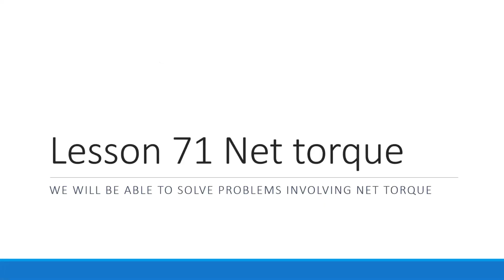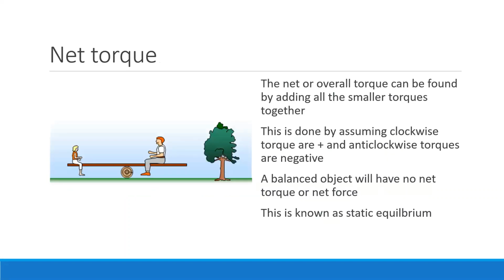But let's talk now about net torque. Net torque is very much like net force. The net torque, or overall torque, can be found by adding up all the smaller torques together. This is done by assuming that clockwise torques are positive and anti-clockwise torques are negative. A balanced object will have no net torque or net force. This is known as static equilibrium.